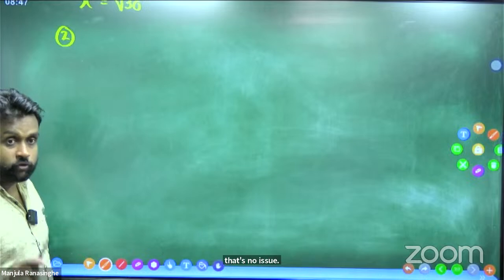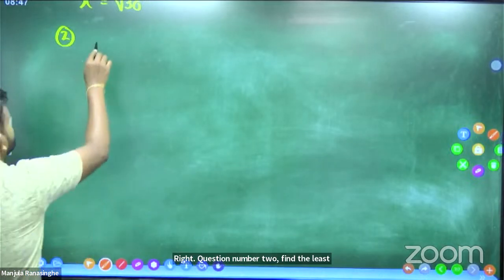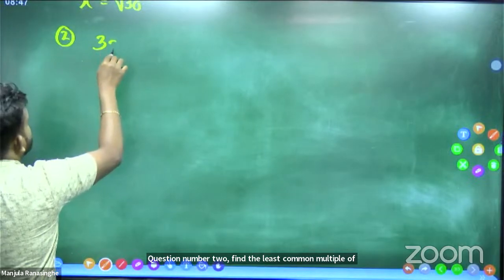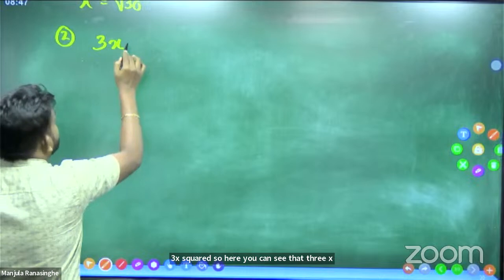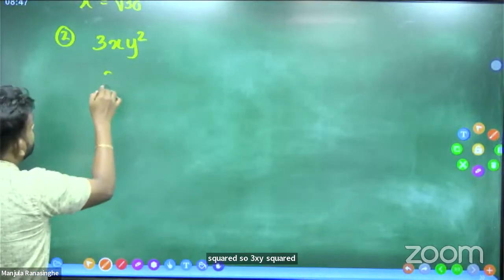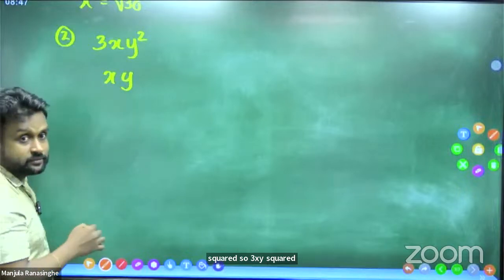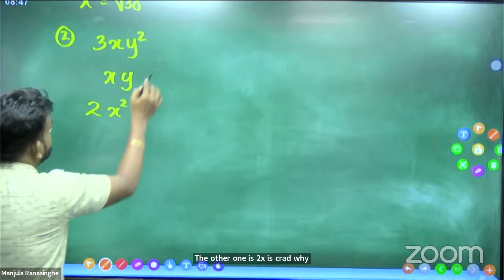Question number 2. Find the least common multiple of 3x squared y squared, xy, and 2x squared y. Yesterday's paper also had this type of question.